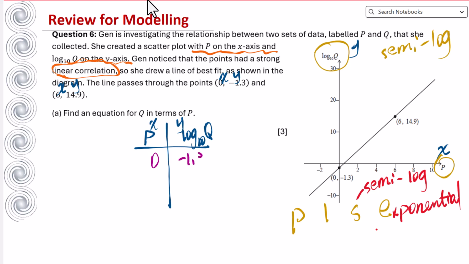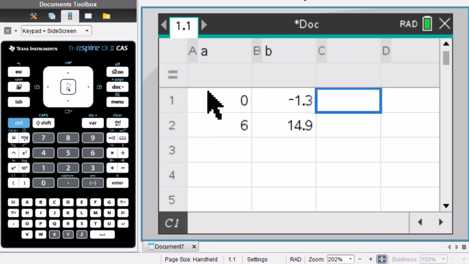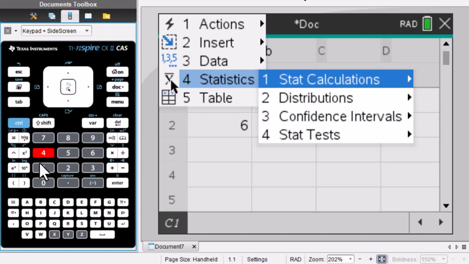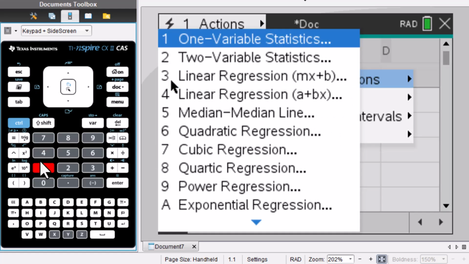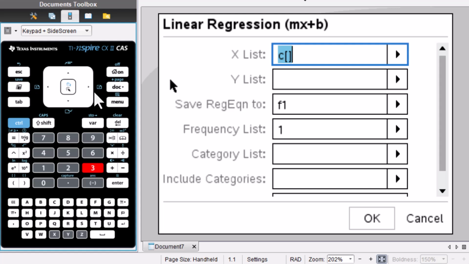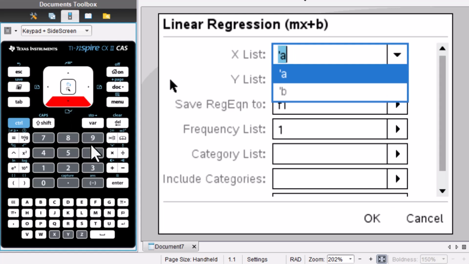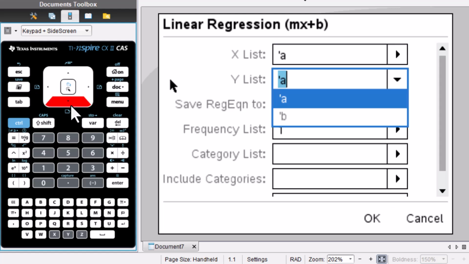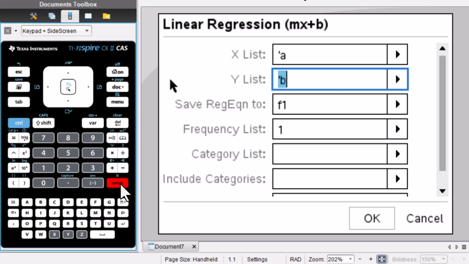0, -1.3, 6, 14.9. Let's find this linear regression line. Type the data into column A and B. Then go to menu, go to 4.1, linear regression line 3. X list is A, Y list is B. We already saved this regression equation to F1.